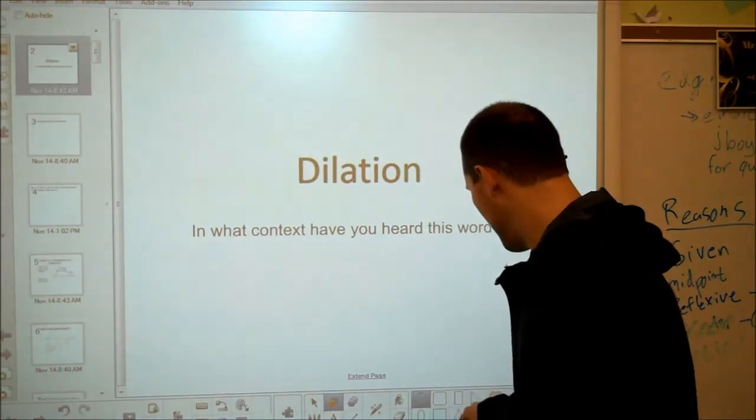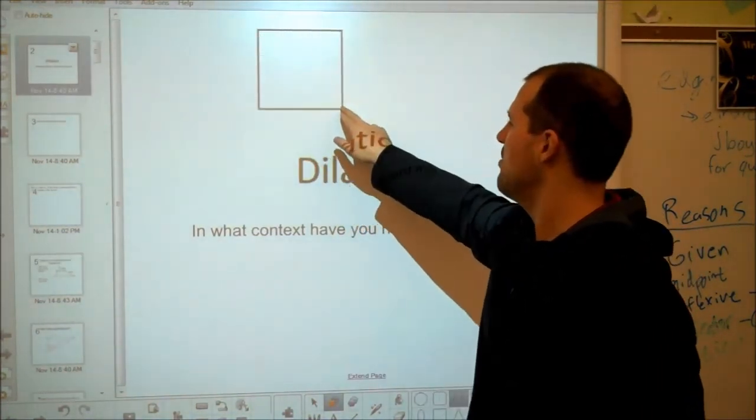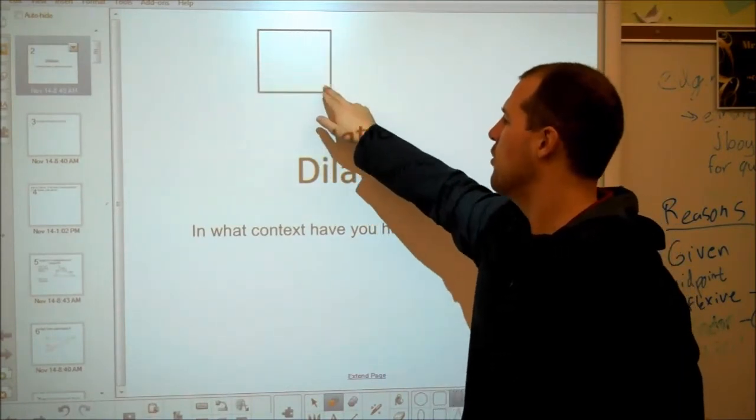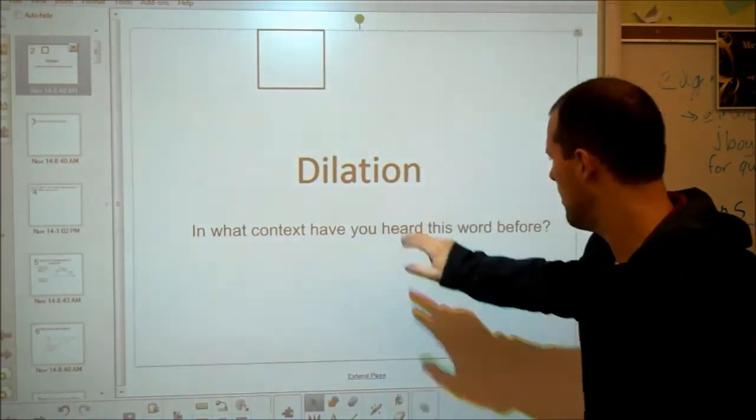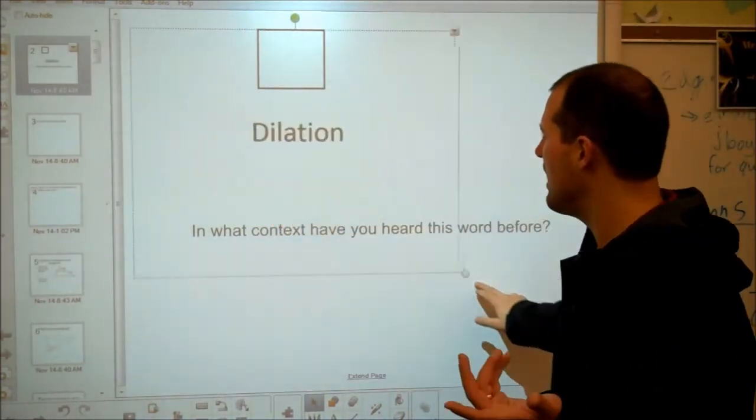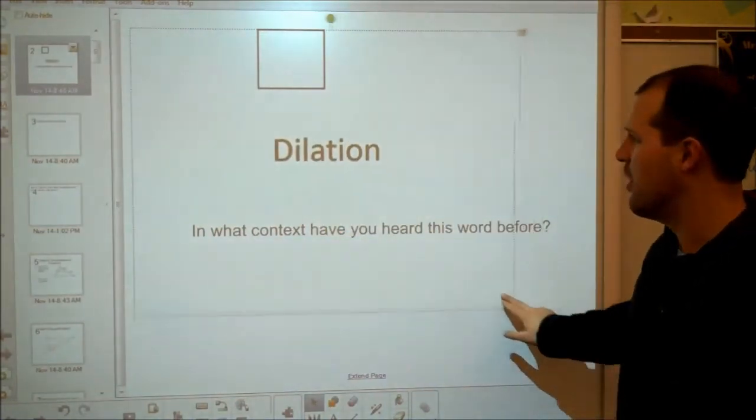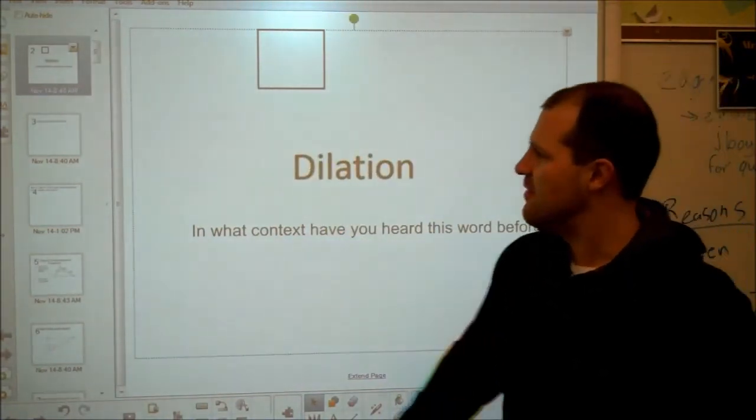And you have seen this all the time, whether you've noticed it or not. Like when I make a shape, I'm dilating it right now. Or if you've ever taken a picture and you've dragged from the corner, you're dilating it. I'm dilating the word dilation right now. I'm making it bigger and I'm making it smaller. Okay? So let's get into some definitions a little bit.